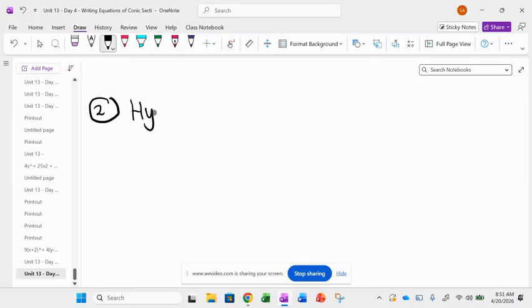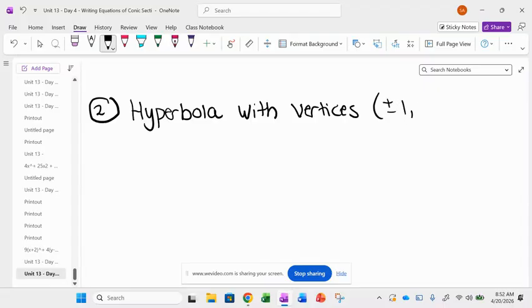So, hyperbola with vertices plus or minus 1, 0, and foci plus or minus 2, 0. So I won't know which equation to use until I figure out what.